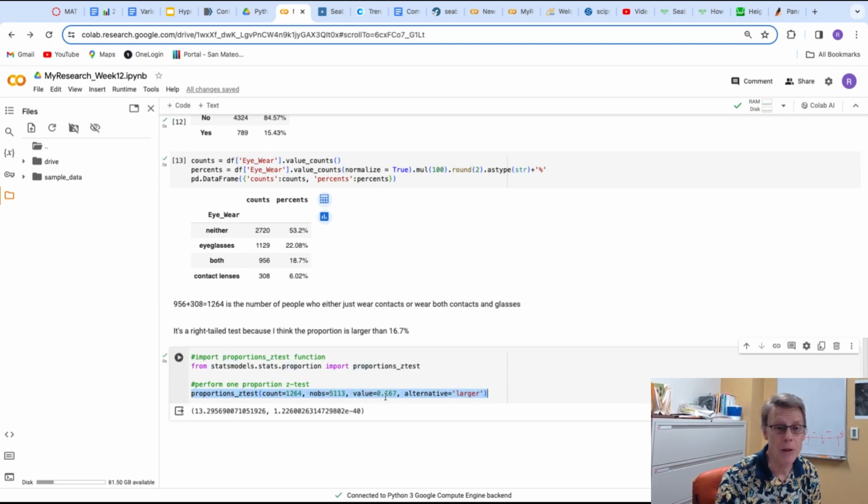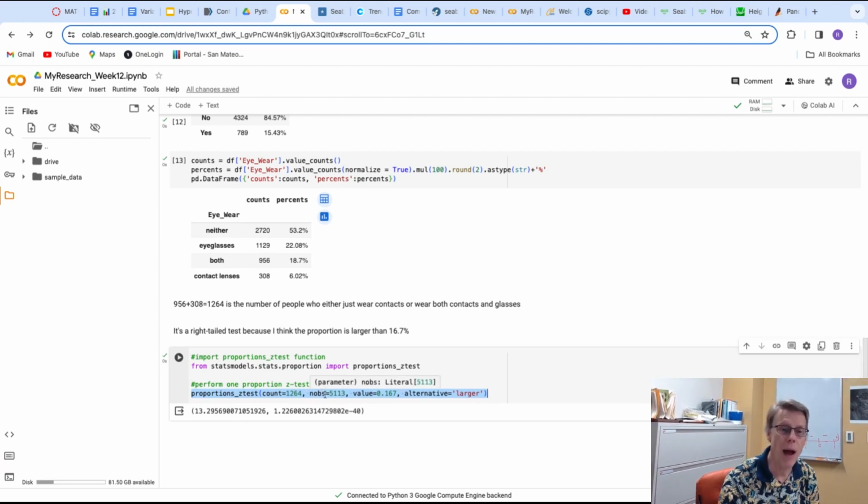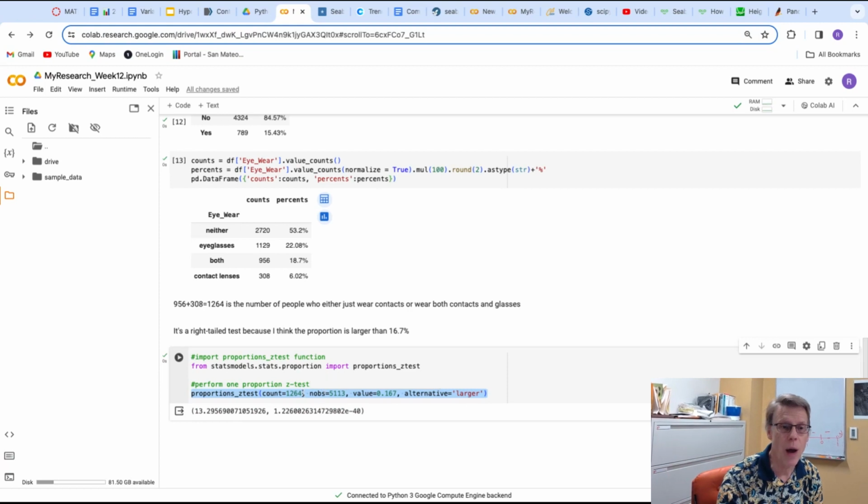I need the null proportion. I need whether it's right-tailed, left-tailed, whatever. It's a right-tailed test, so I put larger. And then I need to give it enough information so that it can figure out the sample proportion. So I gave it the count and the total number of observations. Where did I get that?